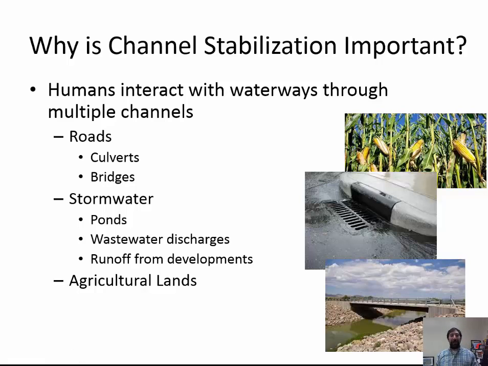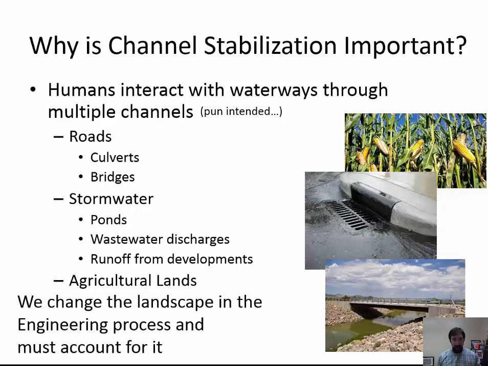Okay, so in this second lecture chunk, we're going to be talking about armoring, and I've got to say, humans interact with waterways through multiple channels. Right? We build roads with culverts and bridges. We have stormwater runoff that we have to put into ponds or discharge as wastewater. We also have runoff from developments or agricultural lands, right? And so we change the landscape in the engineering process, and we have to account for it.